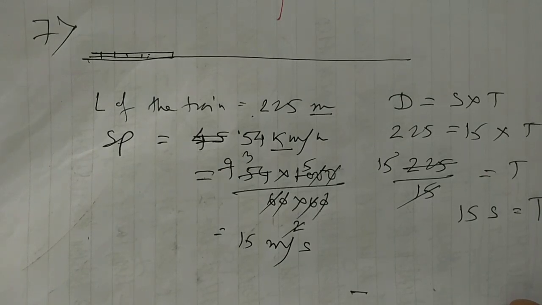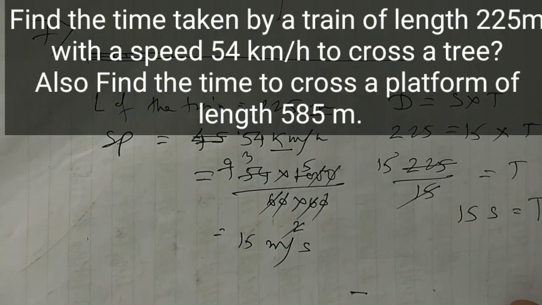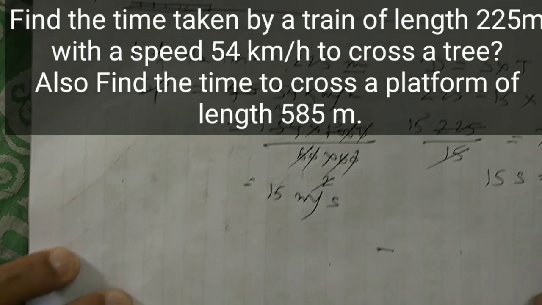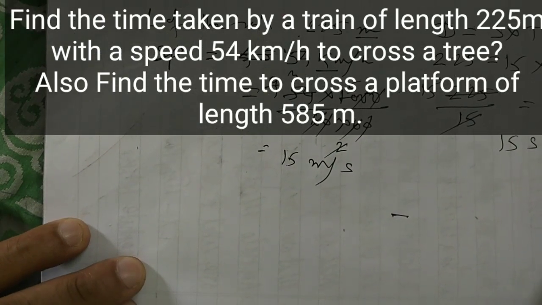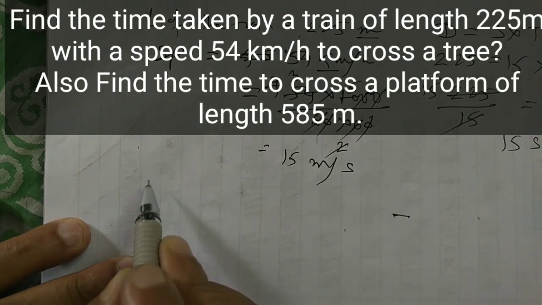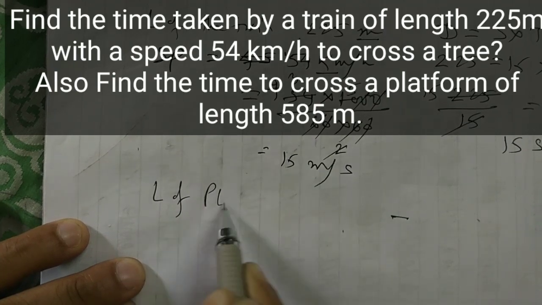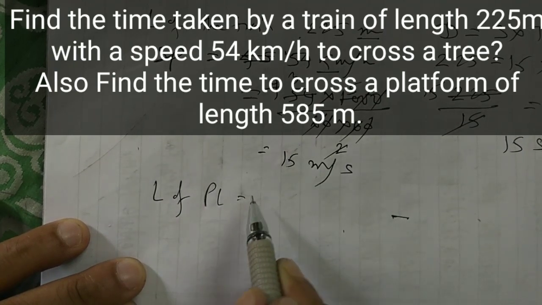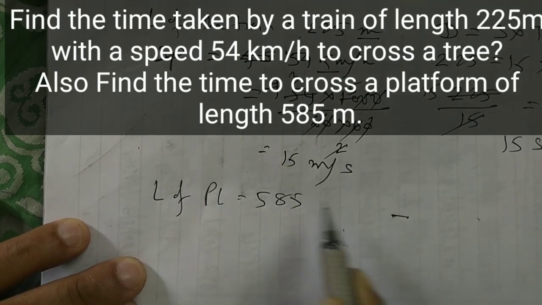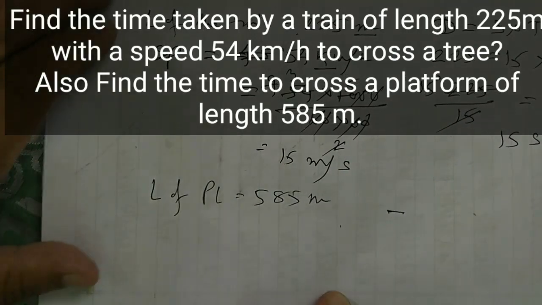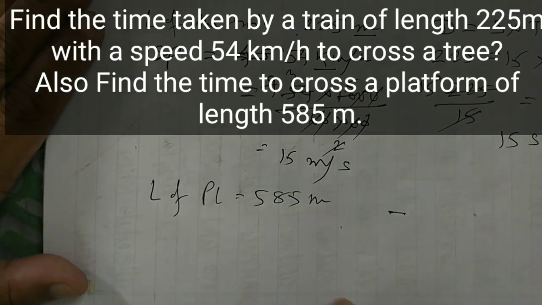But the sum is not finished yet. They ask how much time is required to cross a railway platform of length 585 meter. Now the same train is covering a platform. What is the length of the platform? The length of the platform is 585 meter. So what is the total distance it is covering?